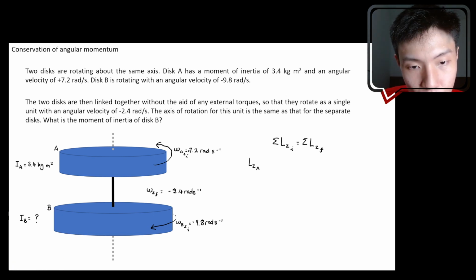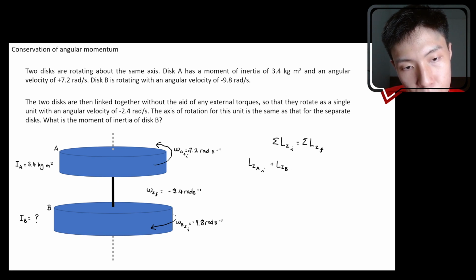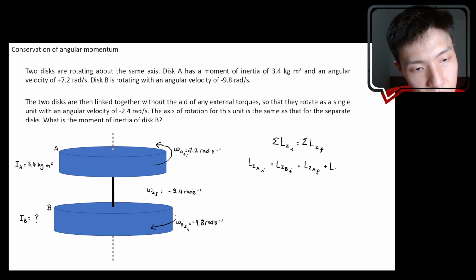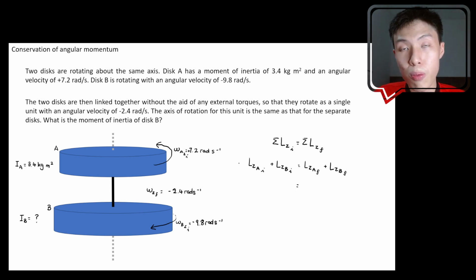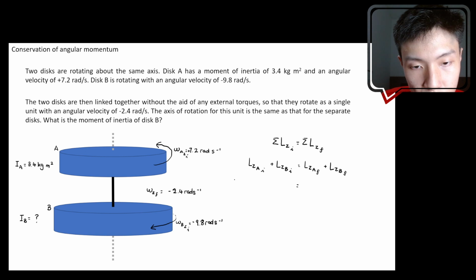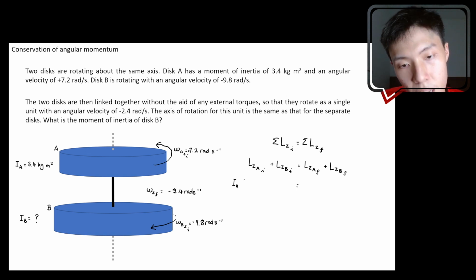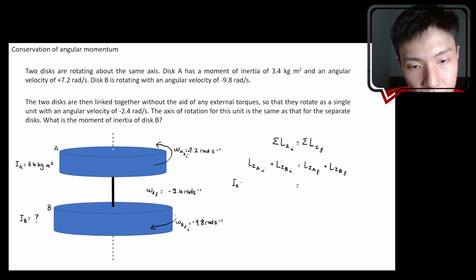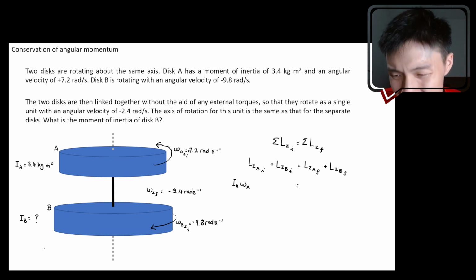The Z component of angular momentum for A initial plus the Z component of angular momentum for object B initial equals the Z component of angular momentum for A final plus the Z component for object B final. After that, you know that angular momentum is a product of the moment of inertia and the angular velocity. So now you can break it into the moment of inertia for object A, the angular velocity for object A, the Z component of velocity.